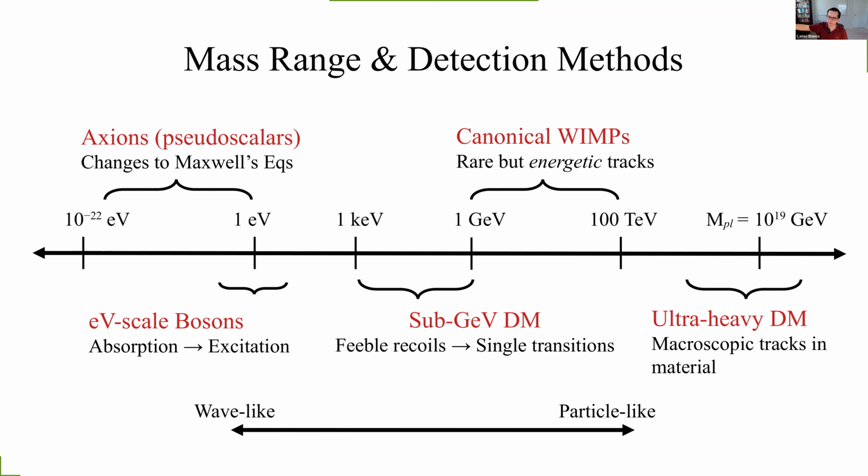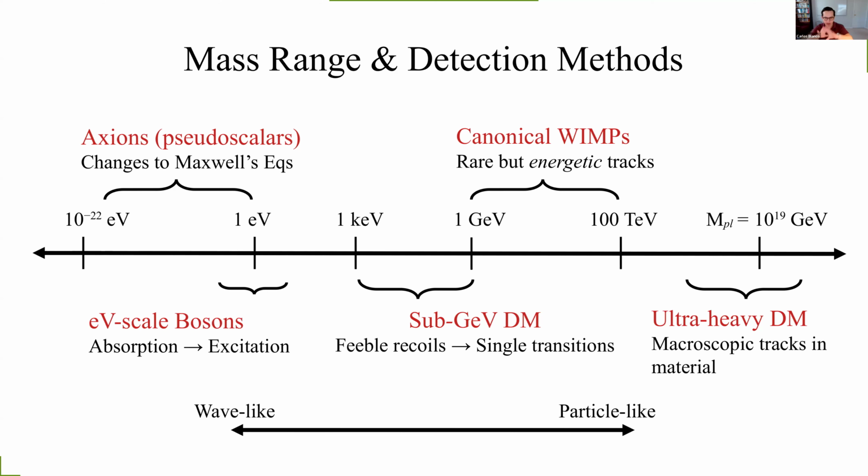At the far end of the scale, near the Planck mass, where that's the mass limit of what a fundamental particle can be, you have ultra heavy dark matter, matter that's about as heavy as a grain of sand, traveling hundreds of kilometers per second. So these sorts of dark matter particles leave macroscopic tracks in solid material.